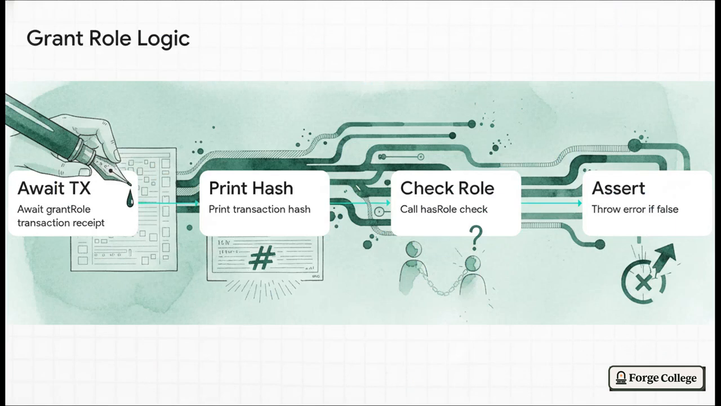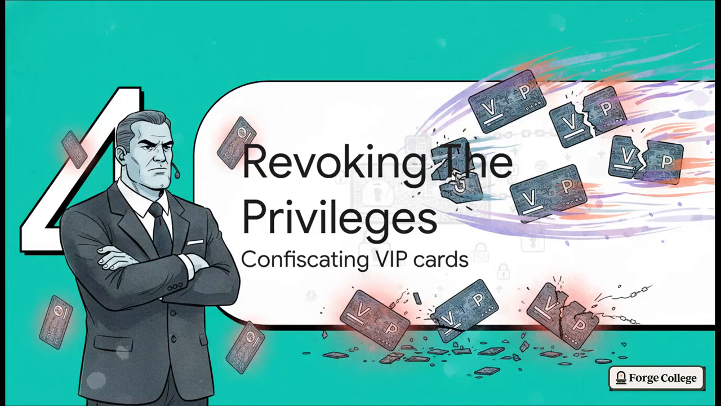Well, first, we call grantRole. And, this is key, we deliberately await the transaction receipt. This is absolutely vital. We literally have to wait for the ink to dry on the blockchain because block times mean it doesn't just happen instantly. Once it's confirmed, we print the transaction hash for our logs. Next, we call the hasRole check just to verify that the membership actually changed. And finally, we throw an error if it returns false. Honestly, always assert your permissions before moving on. Always.